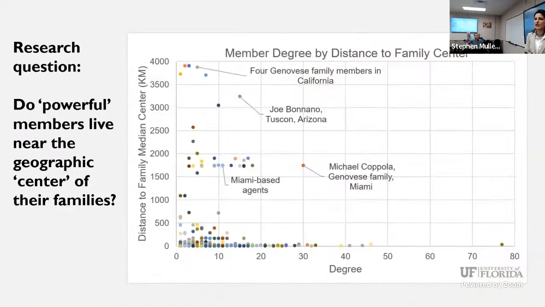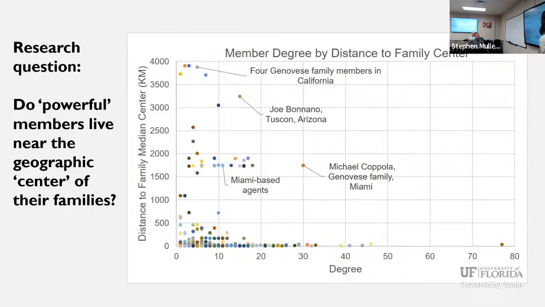So our next research question here was, do powerful members live near the geographic center of their families? And this is a pretty easy GIS question to answer because we can just take the centroid of the family where they live and we just calculate the distance from that center and whether more higher degree family members live there. This is a little bit of a confetti diagram. The colors actually don't mean anything here. But what this is showing is that people who live far away, so the distance to the family median center, as that got higher, so you're farther away, and then here we have the degree.